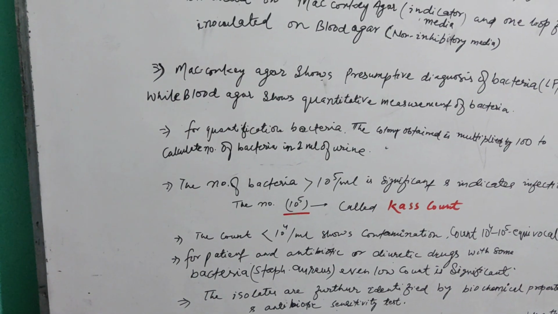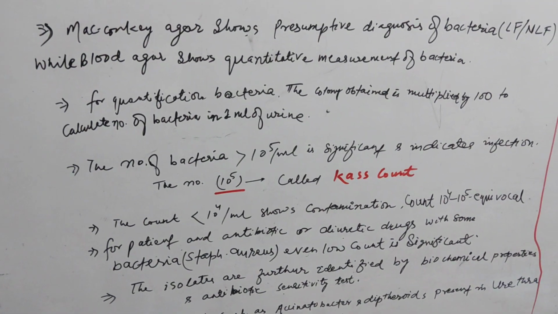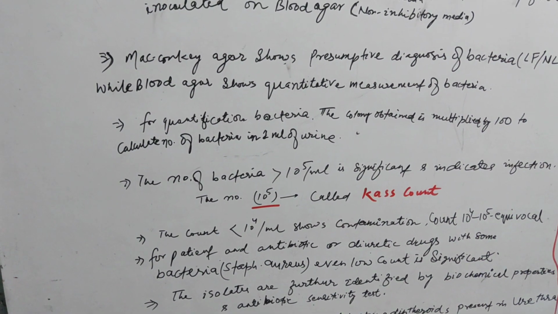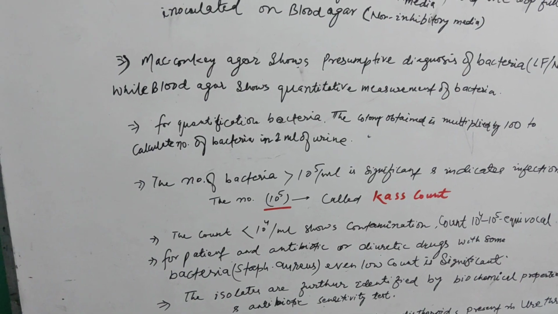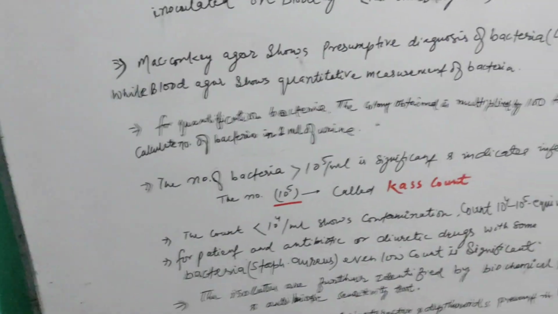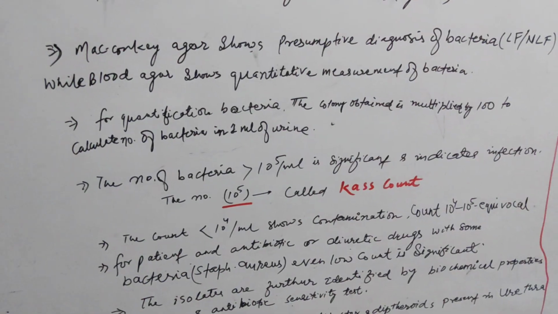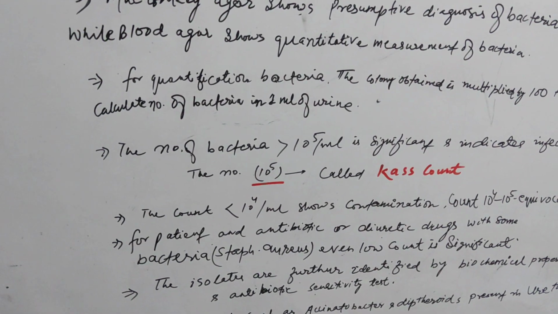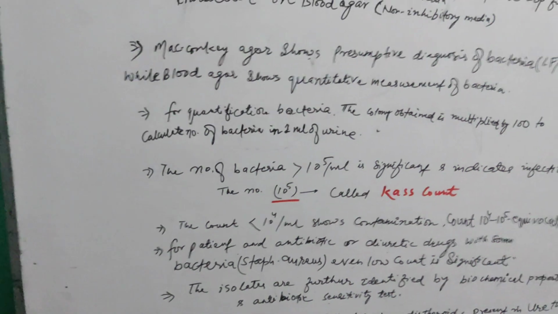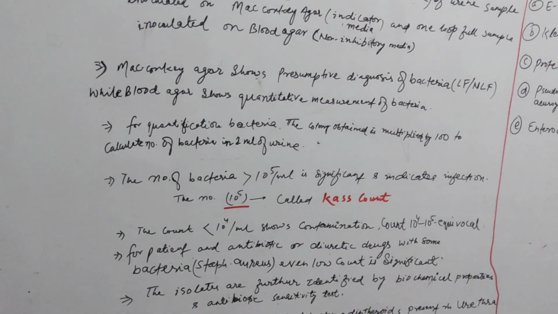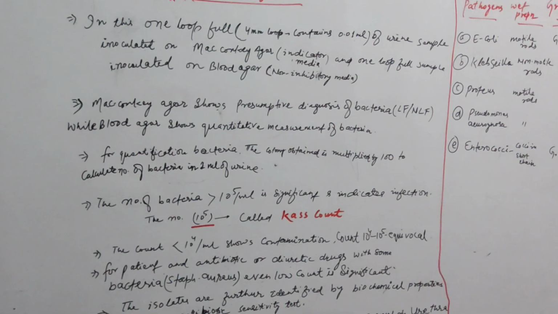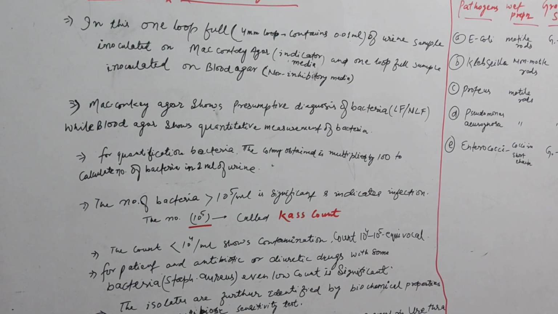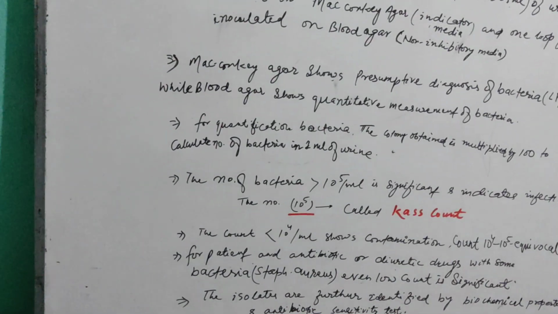For the quantification of the bacteria, the colony count obtained on the blood agar is multiplied by 100 to calculate the number of bacteria in 1 ml of the urine sample. The number of colonies are counted on the blood agar media, and then whatever the number of colonies obtained, it is multiplied by 100 to get the total number of bacteria present in 1 ml of the urine.